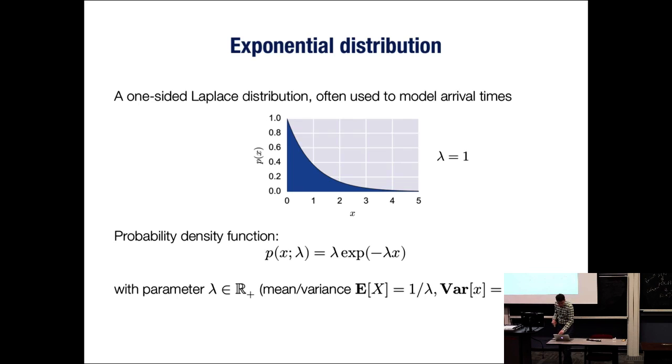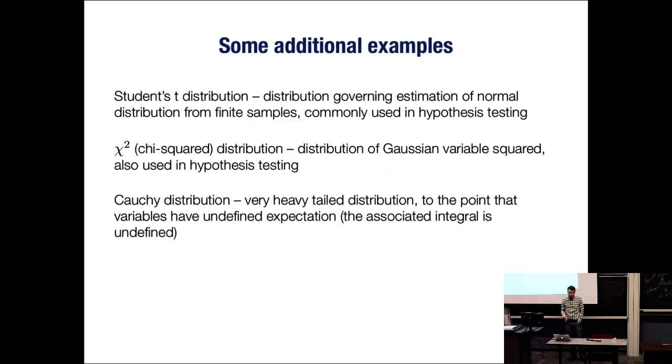Okay, and then finally, some things that we're not going to talk about right now, but which may come up later in class because they have to do with hypothesis testing, are the Student's t-distribution. Student is the name under which the author published the paper, and that's why it's called the Student's t-distribution. There's also the chi-square distribution, which is the distribution of a Gaussian variable squared.